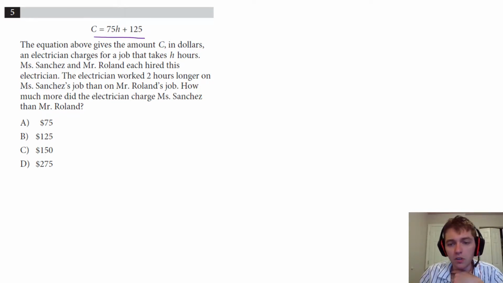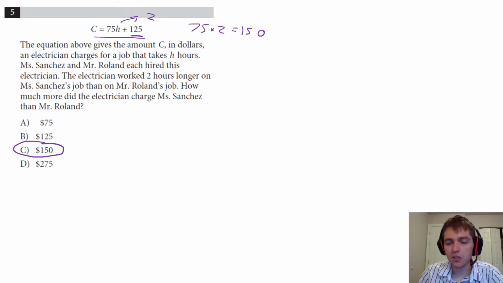Okay, so in this case, they were both charged the $125 base rate. And then the one took 2 hours longer. So you're looking at a difference of 75 times 2, which is equal to 150. Means the difference that the two were charged was C, $150.